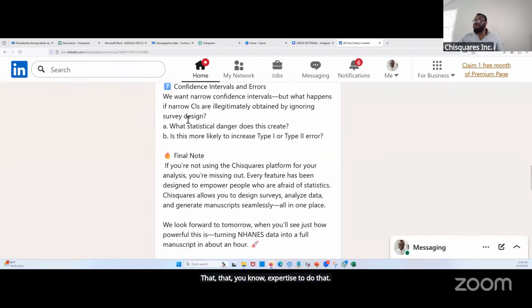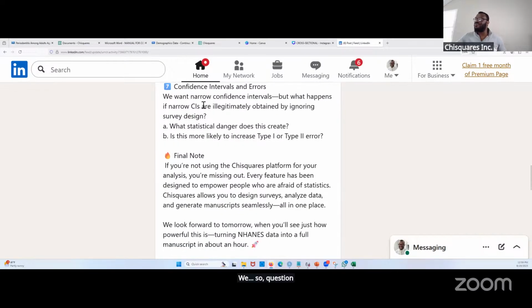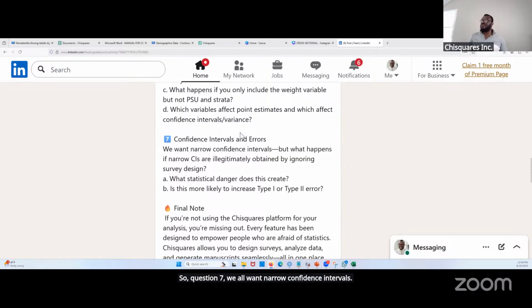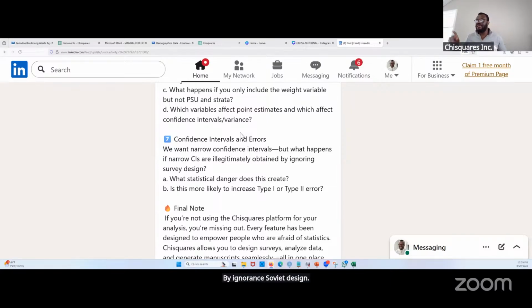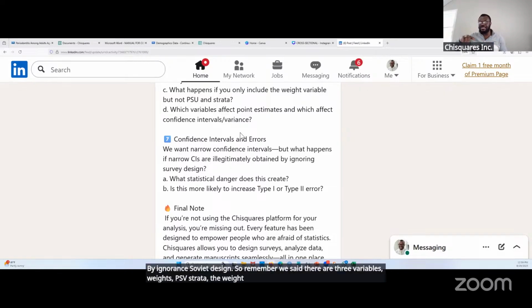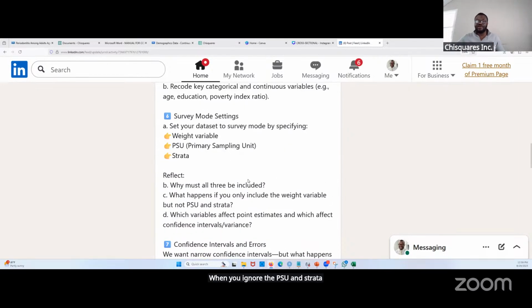All right, now narrow confidence intervals. So question 7: we all want narrow confidence intervals, but what happens if narrow CIs are illegitimately obtained by ignoring survey design? So remember we said there are three variables: weight, PSU, strata. The weight focuses on the point estimate, and the strata and the PSUs affect the confidence intervals. So when you ignore the PSU and strata, remember we said the confidence intervals become narrow, right?